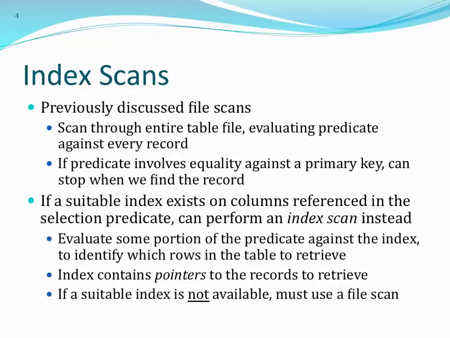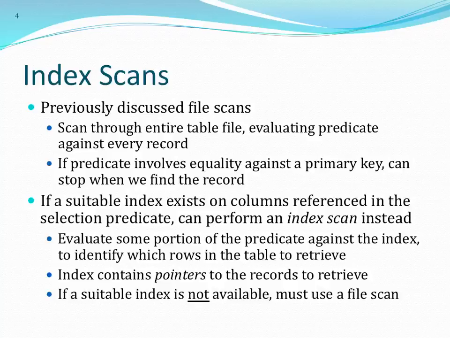Now, if we have an index and it happens to be on the same columns that the predicate is evaluating against, then we may be able to take advantage of an index. And so we use what is called an index scan instead, and we actually rely on the index's organization. So we evaluate some portion of the predicate against the index to try to narrow down in the data file where the records we're interested in might be. And then the index is going to have pointers to the actual table records because it's an alternate access path. So it tells us where to hop into the table file and we retrieve those records.